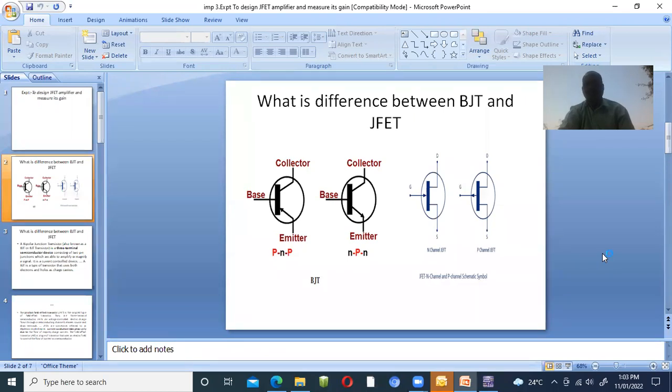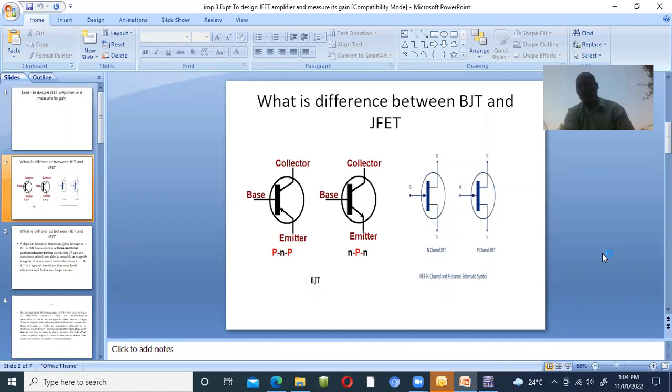One of the important differences between BJT and JFET is that BJT is a current controlled device and JFET is a voltage controlled device. So in many applications we prefer the JFET over the BJT. You know the application of the audio amplifier: we put the mic, connect it to the amplifier, and that sound should be amplified, made louder.